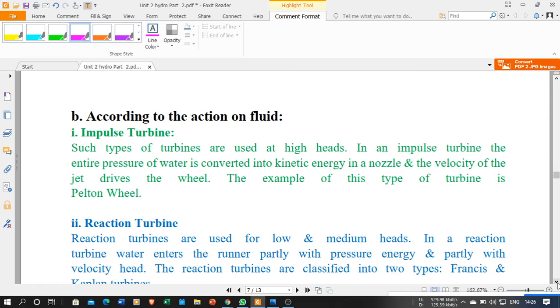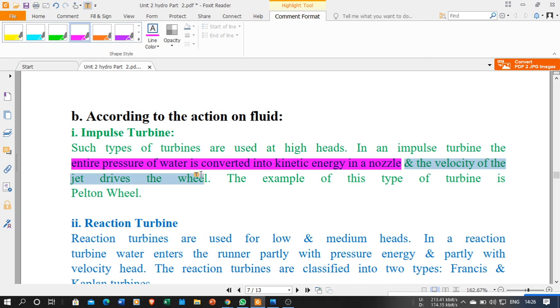Then next one is according to the action of fluids. Such type of turbines are used at high head. Impulse turbine. In case of an impulse turbine, remember over here, the entire pressure of water is converted into kinetic energy in a nozzle. In an impulse turbine we use a nozzle, and that nozzle converts the entire pressure of water into kinetic energy. Your pressure energy is converted into kinetic energy 100%, means maximum. All the pressure energy is converted into kinetic energy inside the nozzle only, with the help of the nozzle.